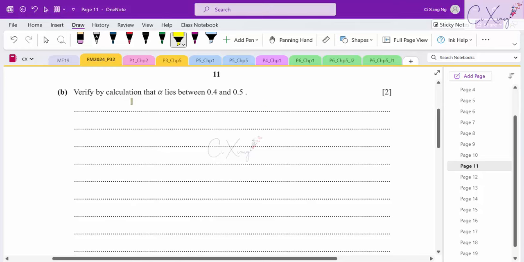For part B, they want us to verify by calculation that alpha lies between 0.4 and 0.5. Start from the equation that we got in part A: alpha equals 1 over 2 ln of 5 over 1 plus 2 alpha. To check whether alpha lies between the two given values, I rephrase this equation into a function form, where I can write it as alpha minus 1 over 2 ln of 5 over 1 plus 2 alpha.